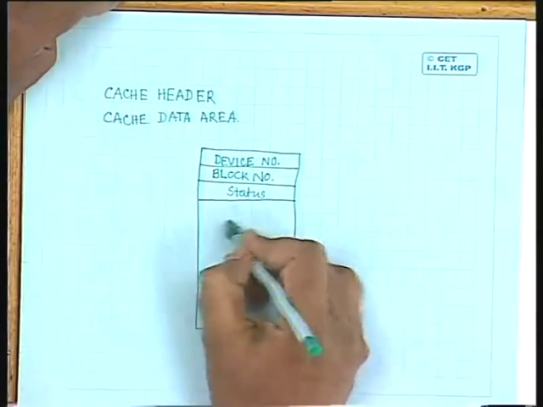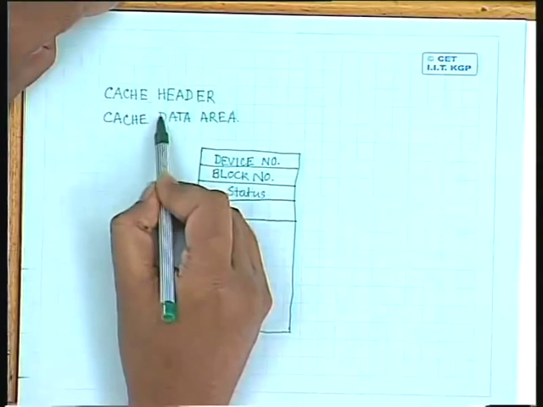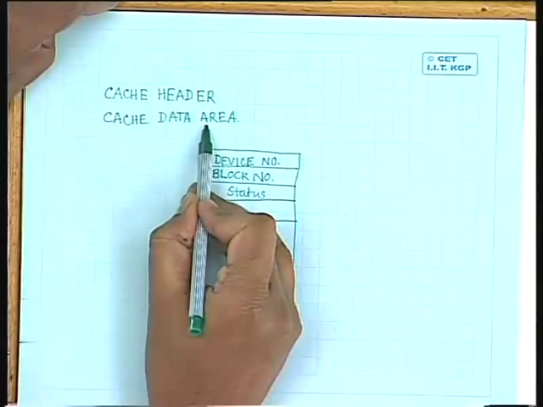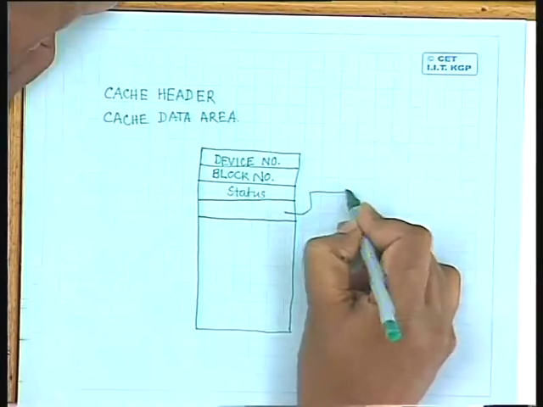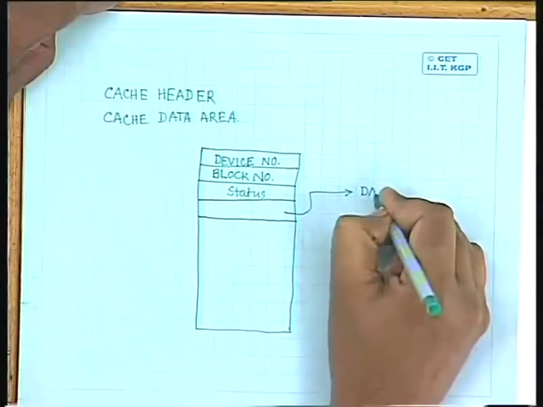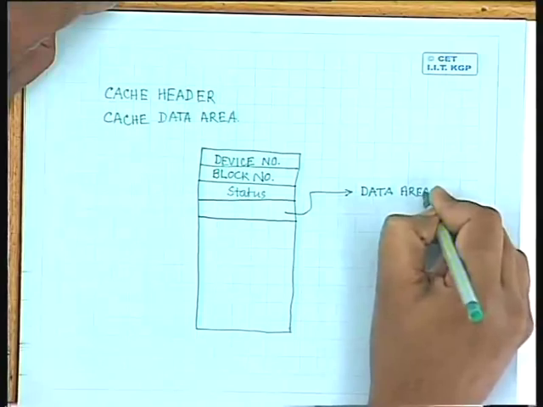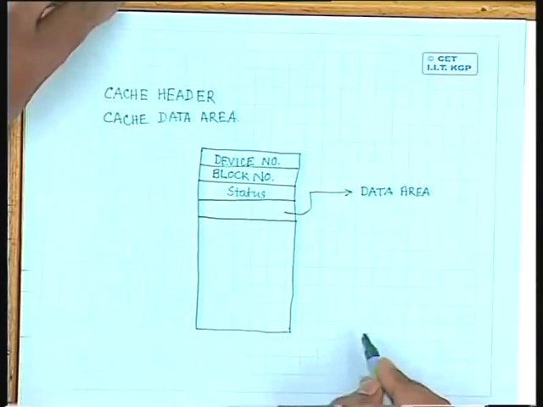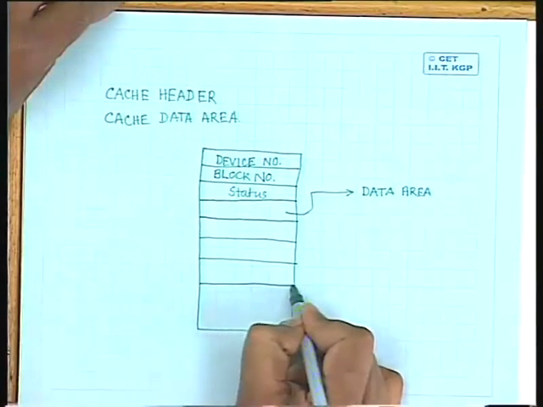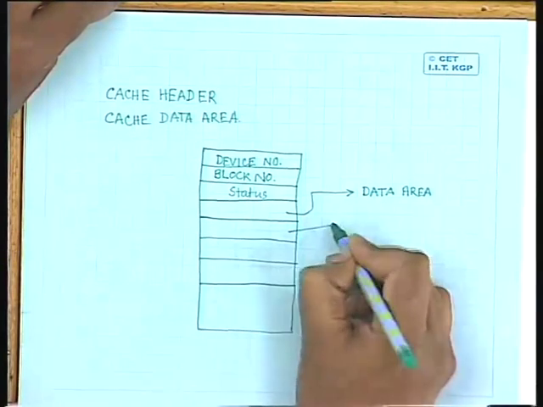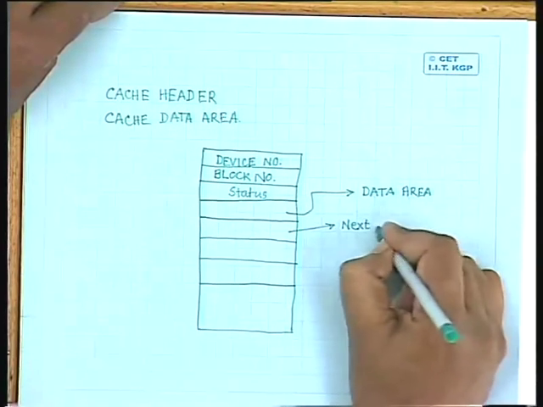Okay. Then it has a number of pointer fields. As we said, I have two areas in a buffer. I have cache header and I have cache data area. This is actually the header. From the header, I have to have a pointer which points to the data area. Okay. There are a number of other pointers. One pointer points to next buffer in the hash queue. I'll come to hash queue later on.